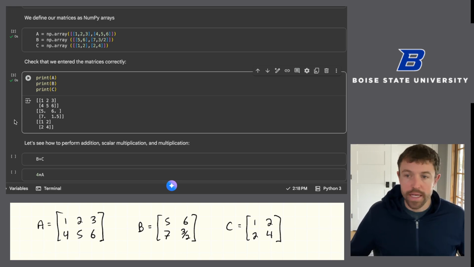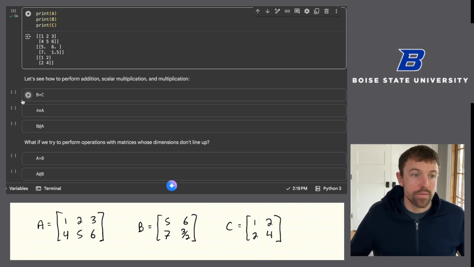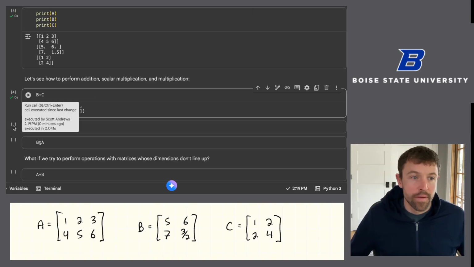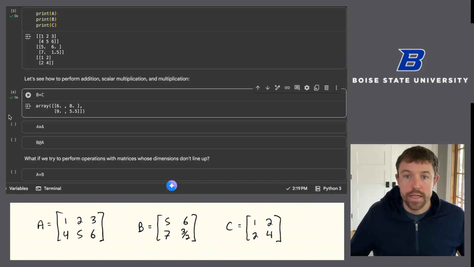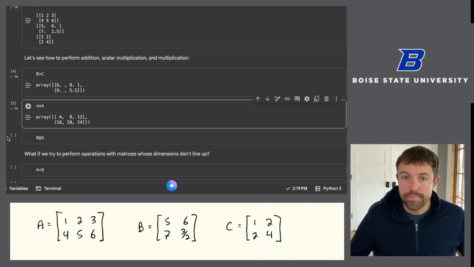Addition and scalar multiplication work exactly how you would expect them to. To add two matrices, we put a plus sign between them. So we can see that we got what we should get if we add B and C. And to multiply a matrix by a scalar, we use an asterisk. So taking A and multiplying it by the scalar 4, this is what we get.